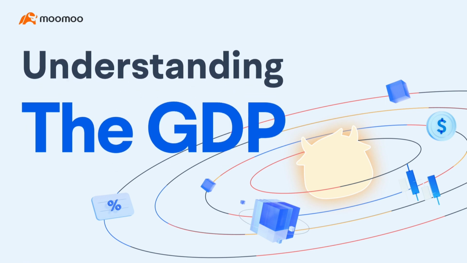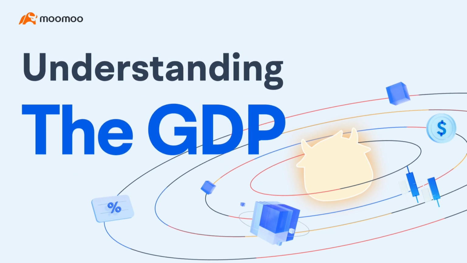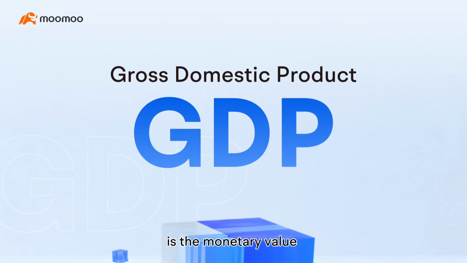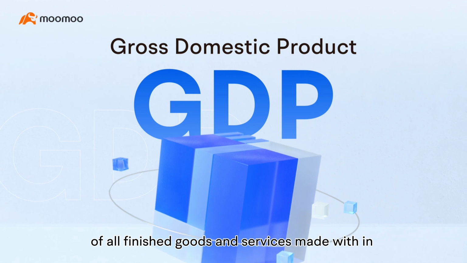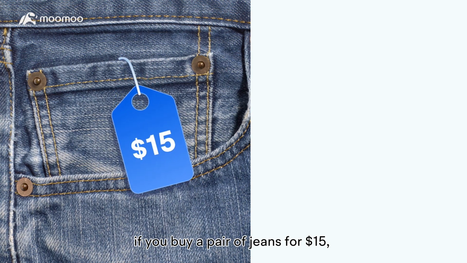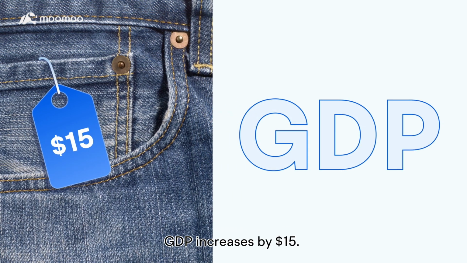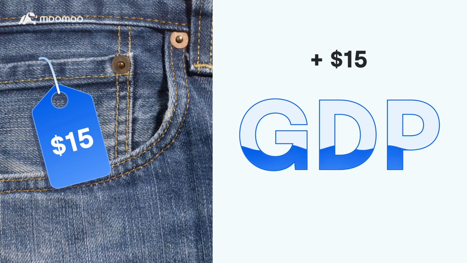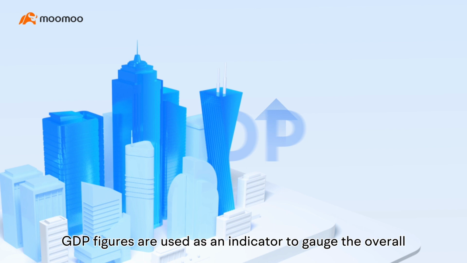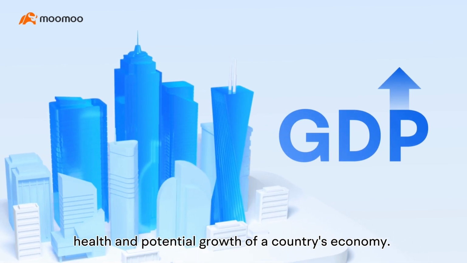Understanding the GDP. GDP, or Gross Domestic Product, is the monetary value of all finished goods and services made within a country during a specific period. For example, if you buy a pair of jeans for $15, GDP increases by $15. GDP figures are used as an indicator to gauge the overall health and potential growth of a country's economy.